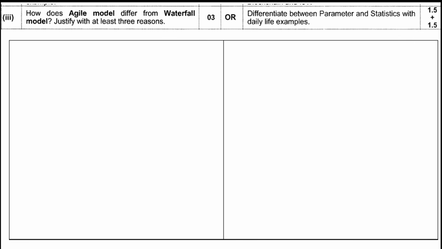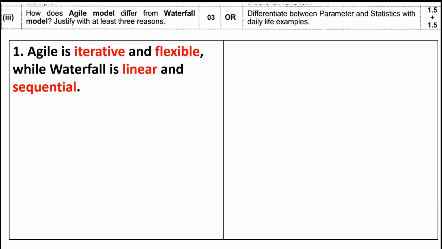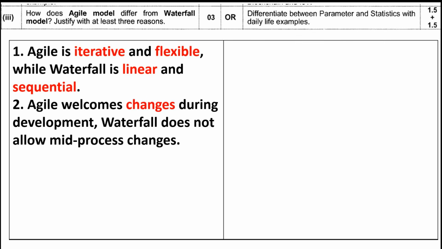The next question is, how does the agile model differ from the waterfall model? Justify with at least 3 reasons. This is a very, very important question. Number 1 is agile is iterative and flexible, while waterfall is linear and sequential. Agile is more flexible if you have high knowledge about the project and an expert team, then it's very easy. Number 2, agile welcomes changes.